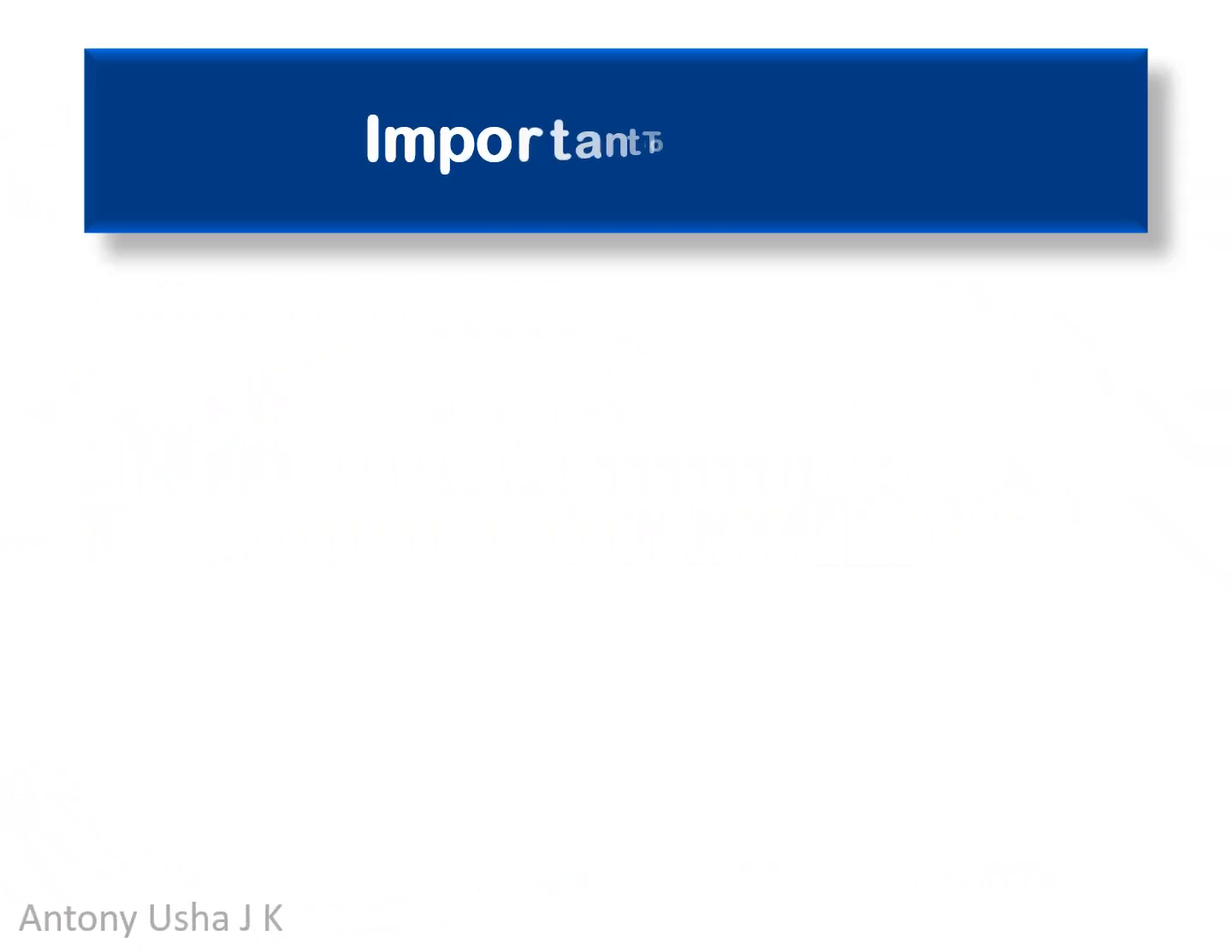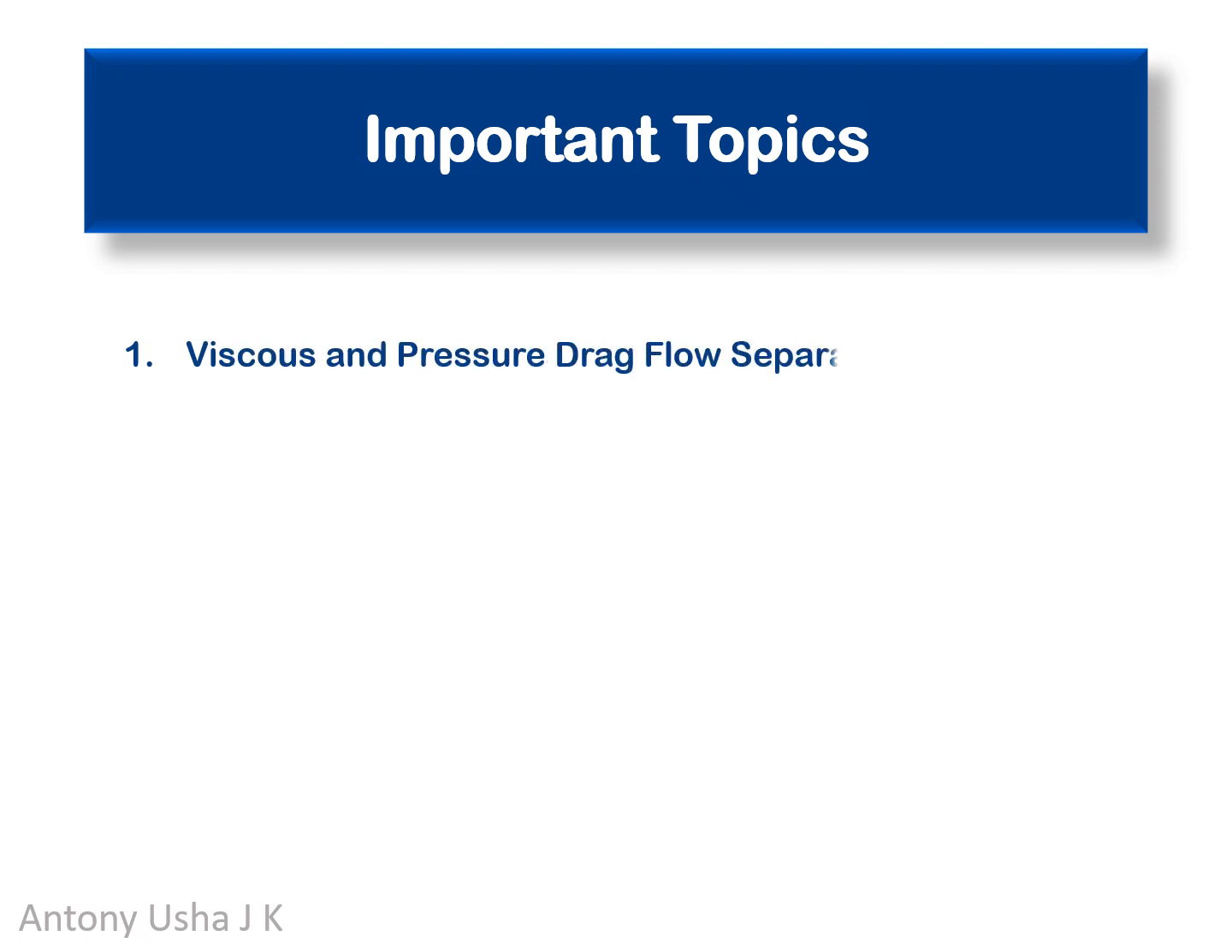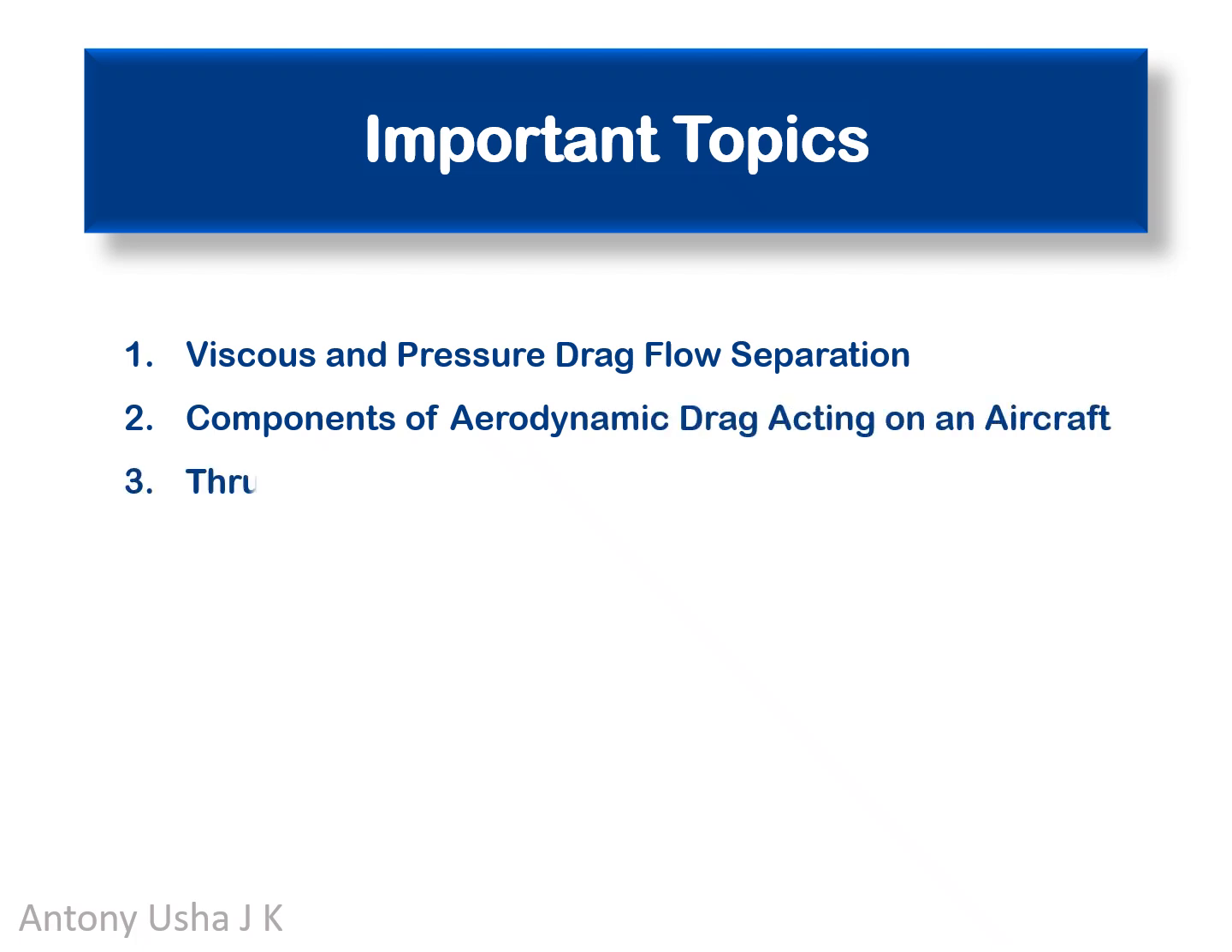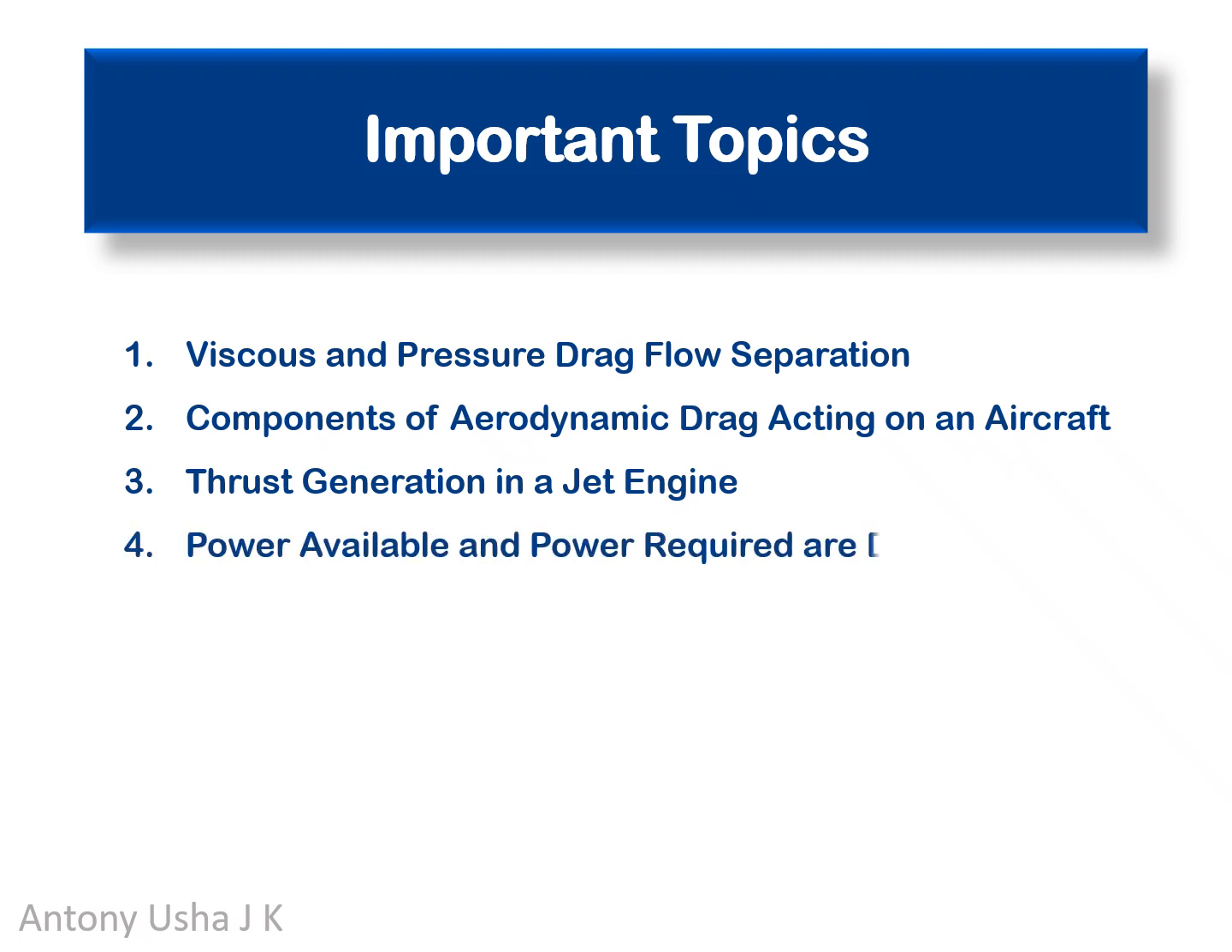Some of the important topics from Unit 3, propulsion and its performance, are viscous and pressure drag, flow separation, components of aerodynamic drag acting on the aircraft, thrust generation in a jet engine, power available and power required, which are determined by forces acting on an aircraft, and thrust calculations.